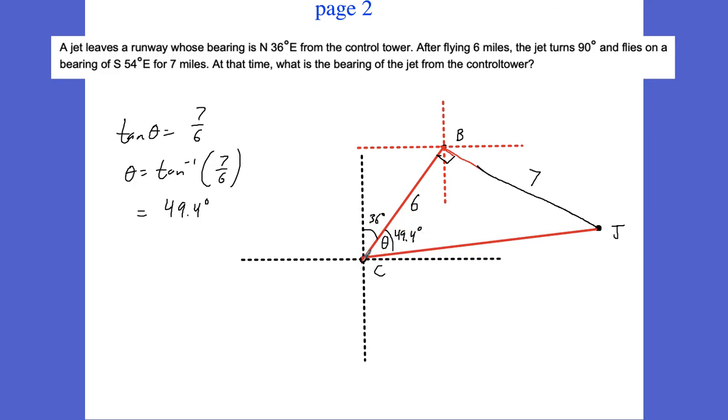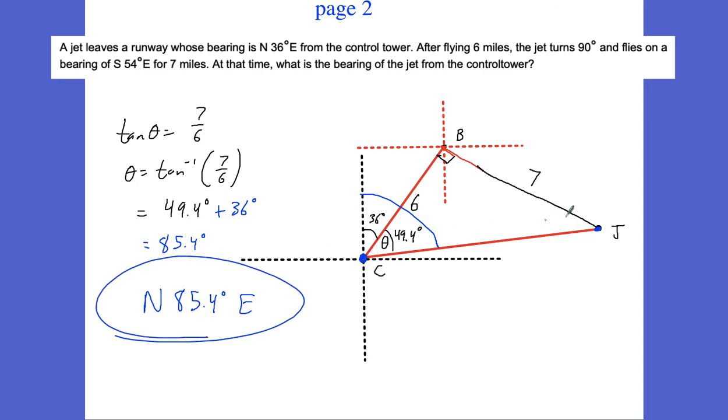So now to get the bearing from point C, our original point, to point J over here, I just need to know that it's north this many degrees east. And I know both those angles, so I can just add them up. Plus 36 degrees. And I get that it's 85.4 degrees. So it is north 85.4 degrees east is the bearing from the control tower to my jet's current location. All right, that concludes section 2, page 2 of the study guide.